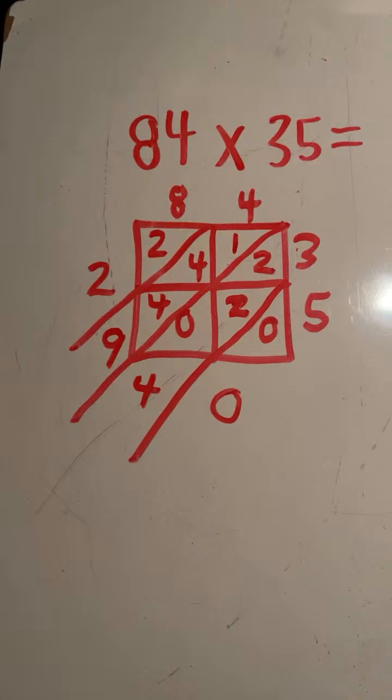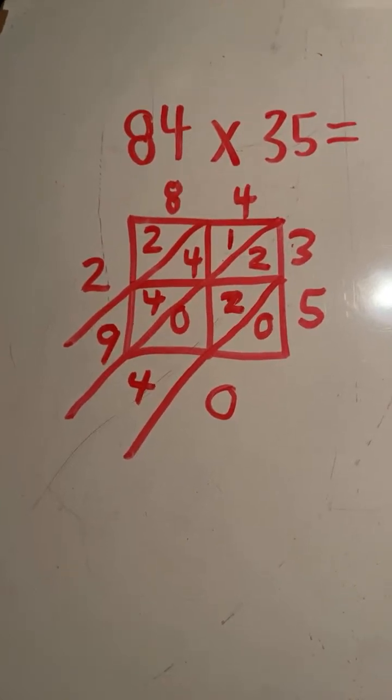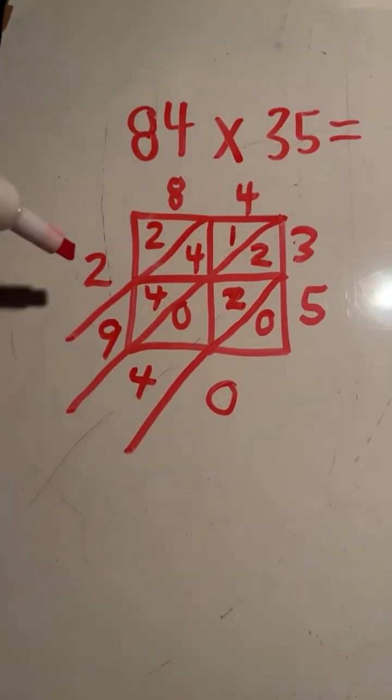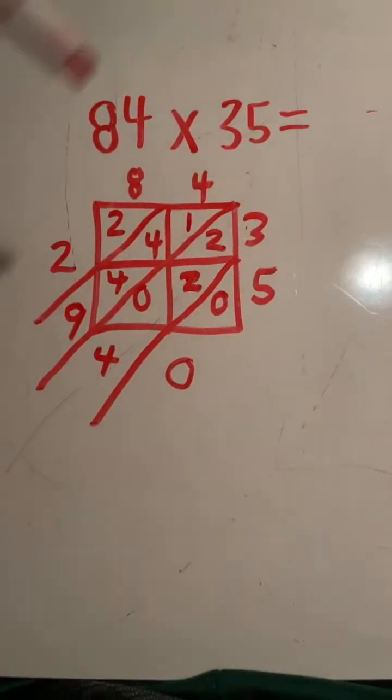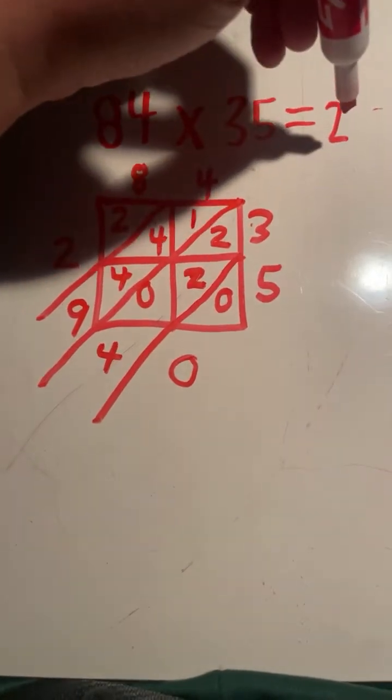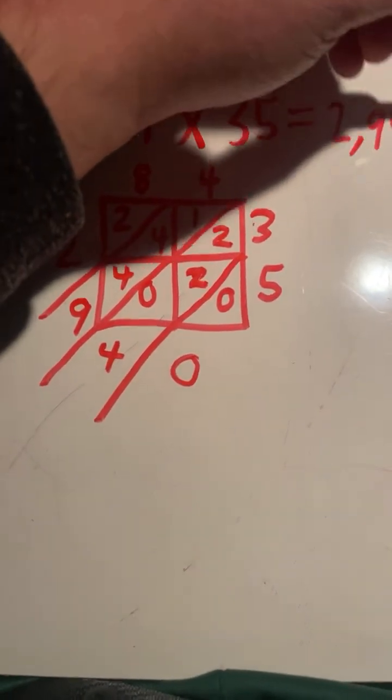Now outside of the square, we are going to read the number from left to right, and that number is our answer. So we have 2,940. So 84 times 35 equals 2,940.